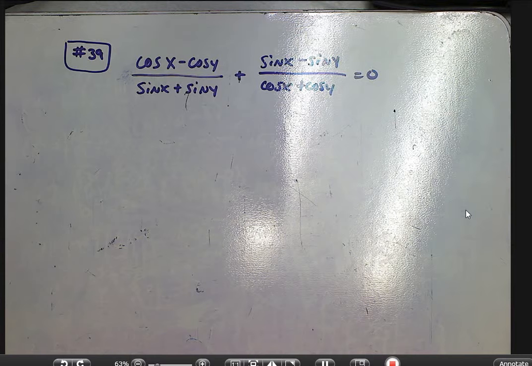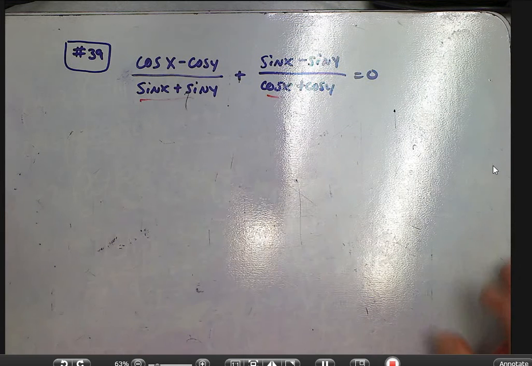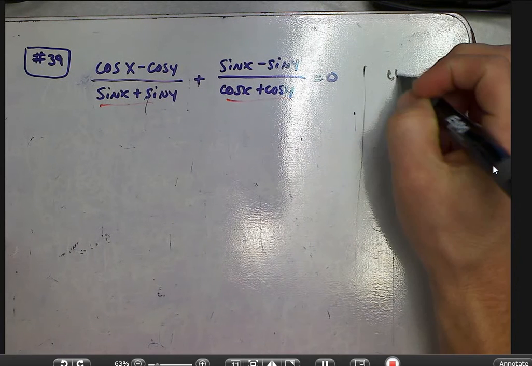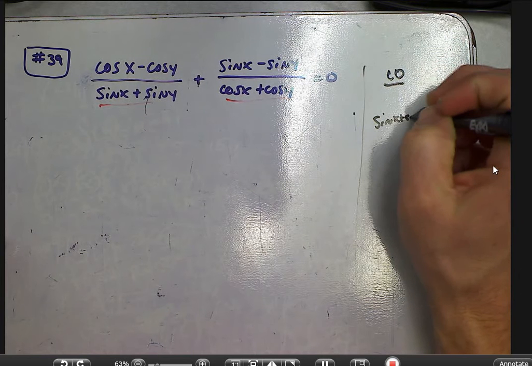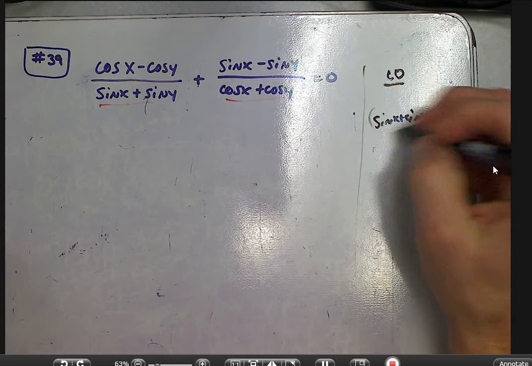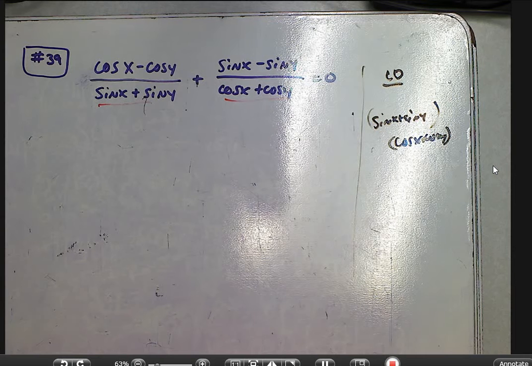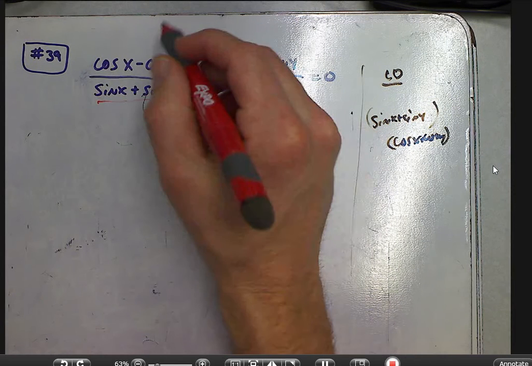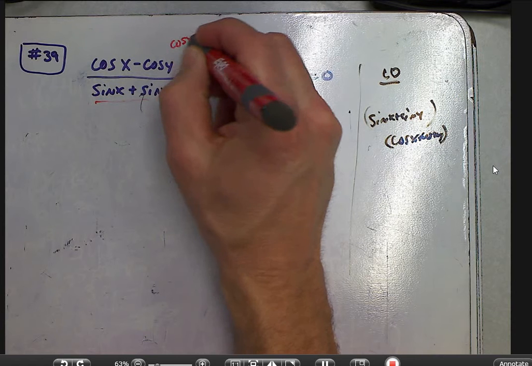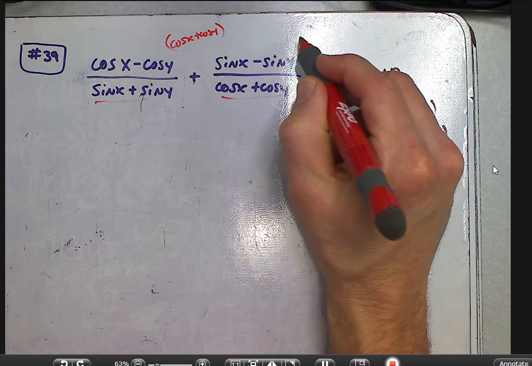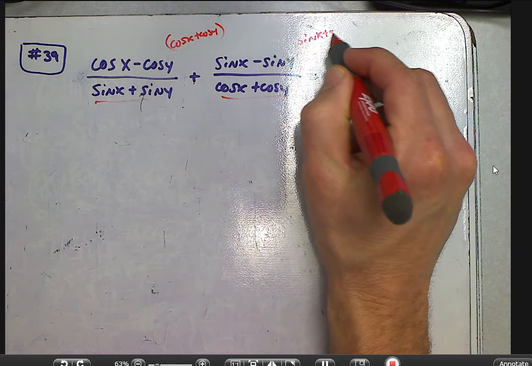Alright, so for number 39, I have sine x plus sine y on the top, and cosine x plus cosine y on the bottom. Looks like I'm going to need a common denominator. My common denominator is going to be sine x plus sine y, and then times cosine x plus cosine y. So that means I'm going to have to multiply top and bottom here by cosine x plus cosine y for the right one.